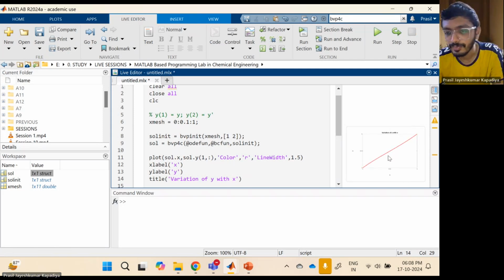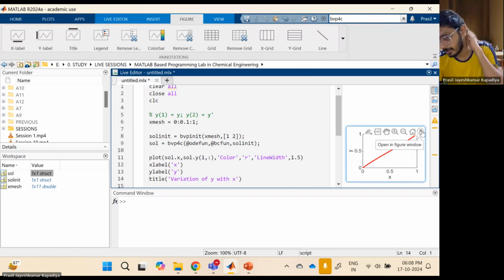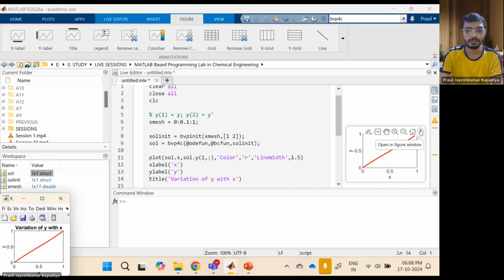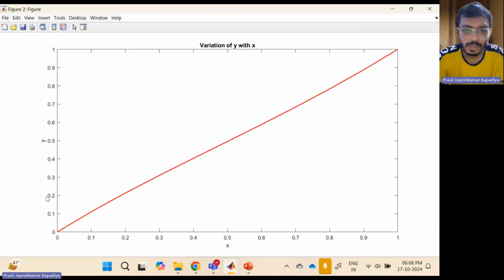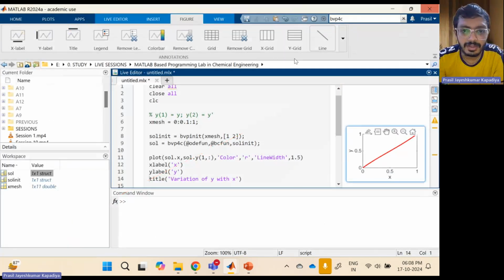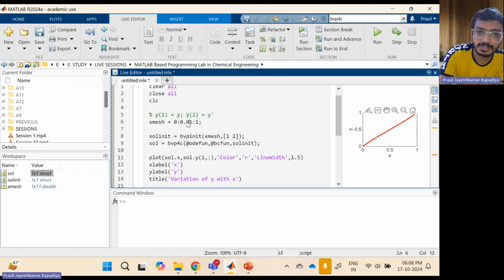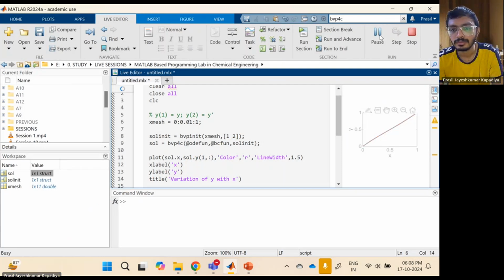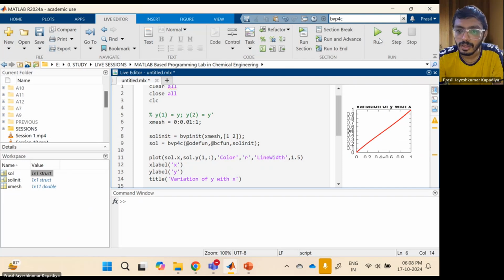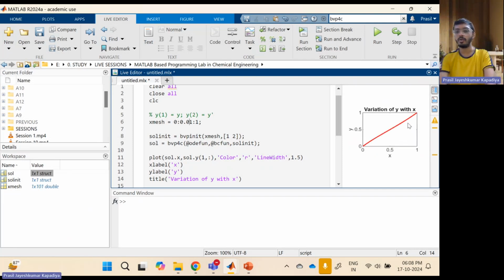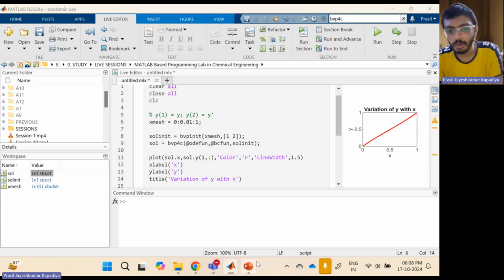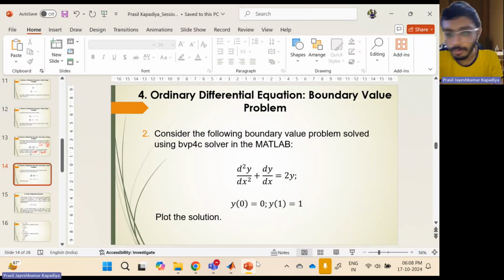So see, this is how our plot looks. So this is how X is varying with Y. It is nearly linear. Correct. If I further reduce my mesh size, it is linear. So this is how we can plot our solution. Okay, so this is all about our boundary value problems.